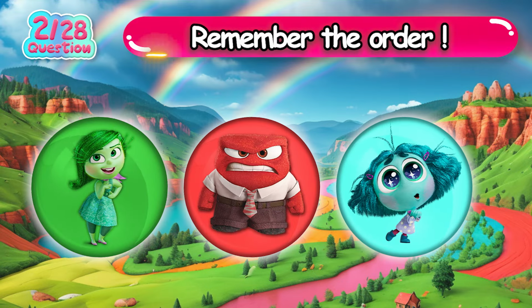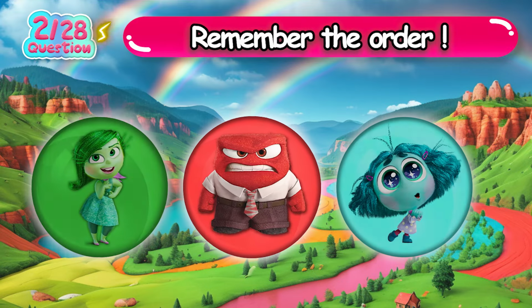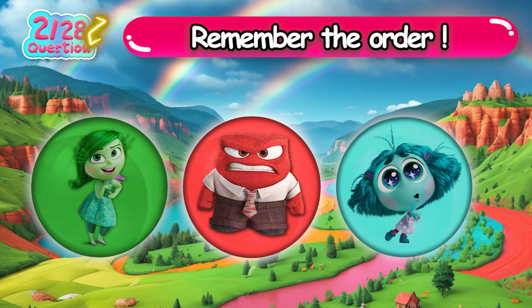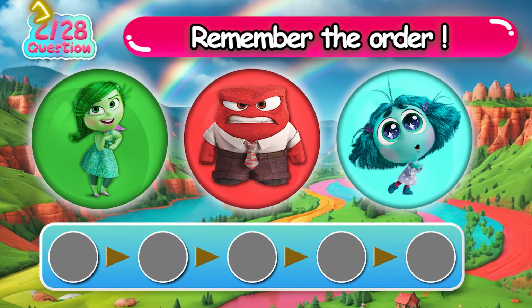Round two. Let's focus and remember the appearance of these characters. Can you fill the order?